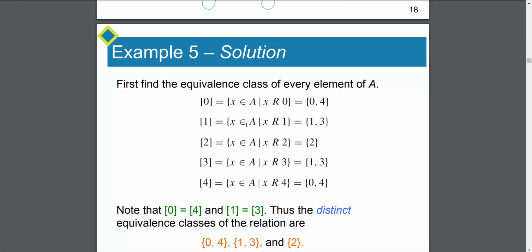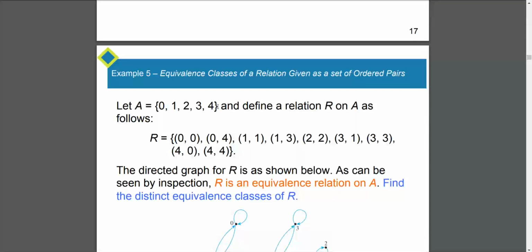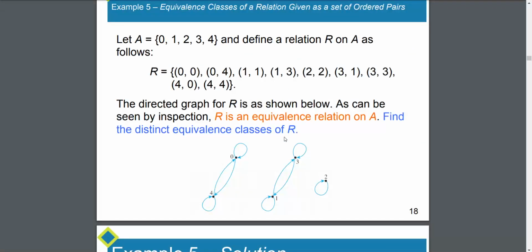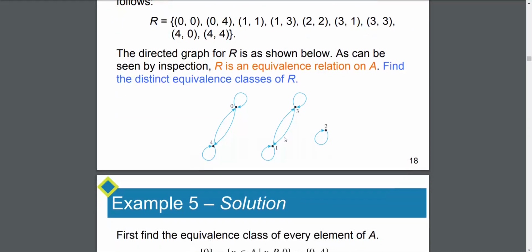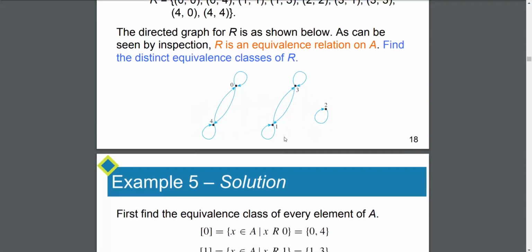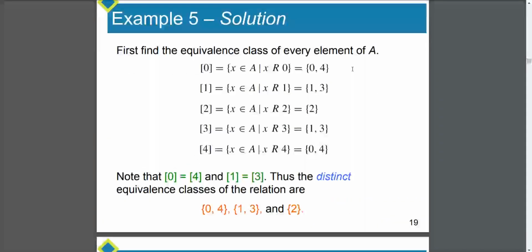Equivalence class of every element. So we've got 0, 1, 2, 3, 4. For 0 we got 0, 4. For 1, 3. Why not 3, 1? I don't know, I think I need to read more about this.